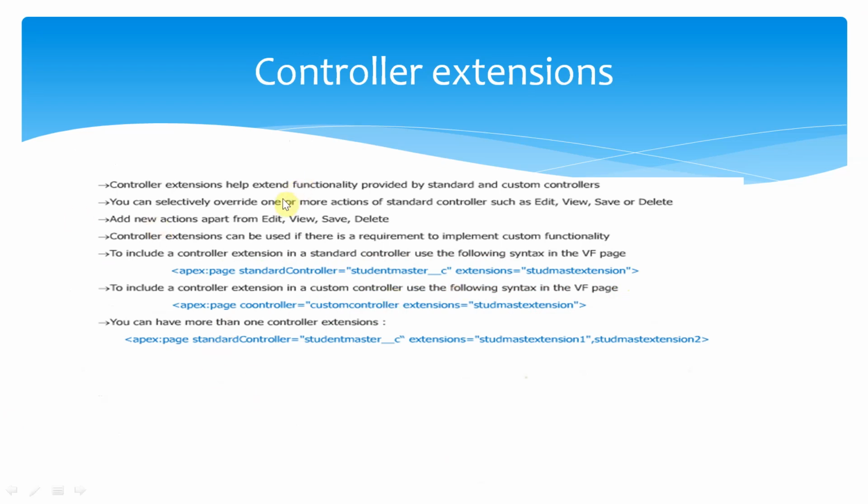Now suppose you have extensions. You want to extend the functionality provided by the standard controller. Again, you'll have to write a class for it. Now look at it here: apex:page standardController, extensions student master extension. So in addition to your standard controller, you are extending the functionality. Basically it has to be in the form of a class. You can have your own save method and override the save method. All that you can do. Even custom controllers can, and there can be multiple extensions. One Apex class can have multiple extensions.